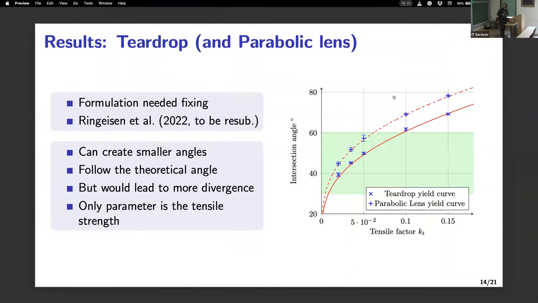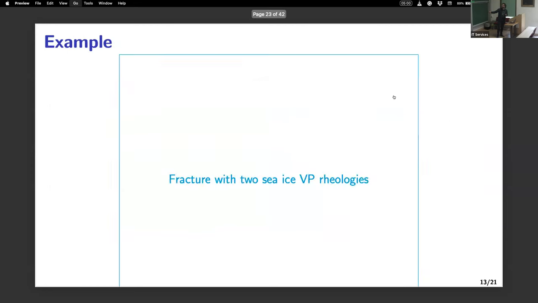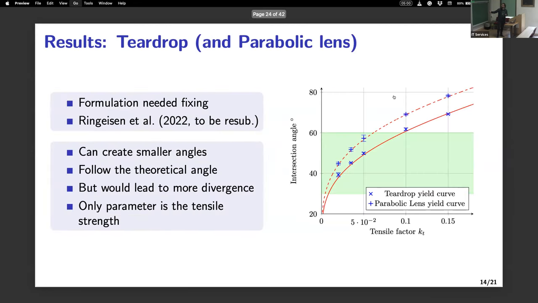So now, results of intersection angle with the teardrop and the parabolic lens, even though the teardrop is more interesting to us. You can see here the intersection angle as a function of the tensile factor KT, which is the only parameter of our teardrop yield curve. So we can create smaller angles in the range between 30 and 60 degrees, which is what's interesting to us.